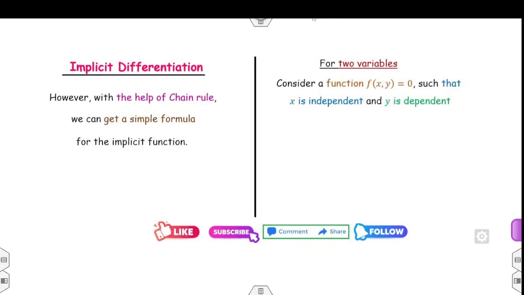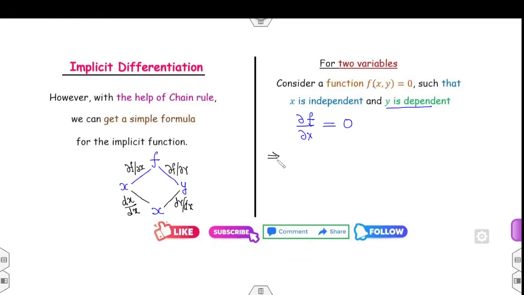So consider the function f is a function of x and y. Consider y is my dependent and x is my independent variable. Then what is the partial derivative of f with respect to x? 0 का derivative 0 हो जाएगा. Now by using the chain rule, f is dependent on x, f is dependent on y. Then x to x, तो ये कितना हो जाएगा? Partial derivative of f with respect to x. This is my dx over dx. Similarly, partial derivative of f with respect to y, and that will be my dy over dx.